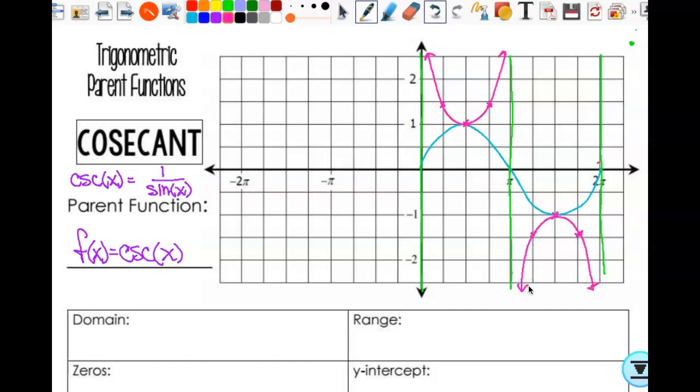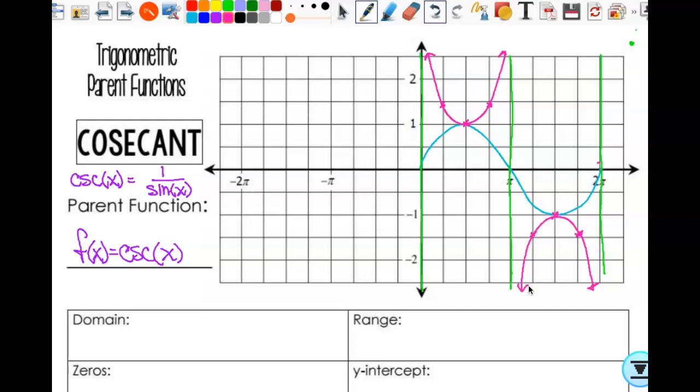Okay, we're good with that? So this is one cycle of cosecant. If you look at it and think about what's happening, it's almost like we took the sine function and turned it inside out. That's kind of what's happening there, all right? So what's the period for a cosecant parent function? 2 pi, just like it was for sine, right?